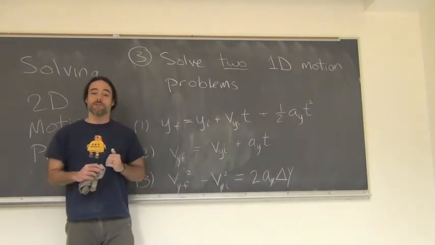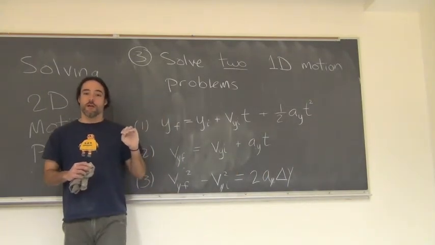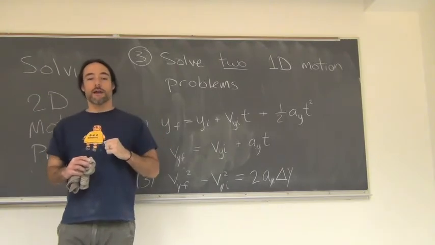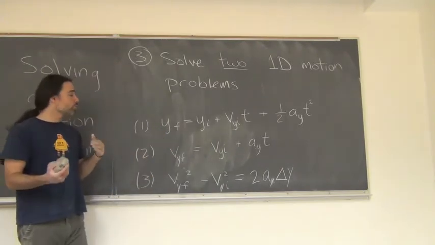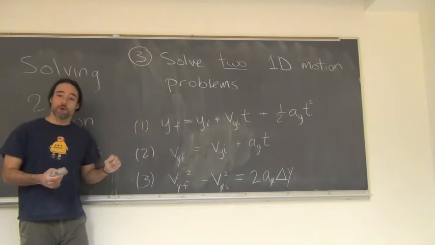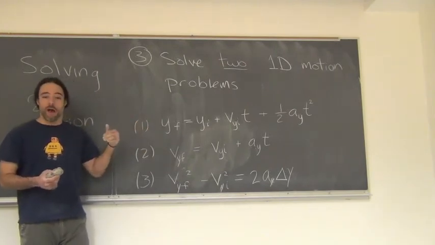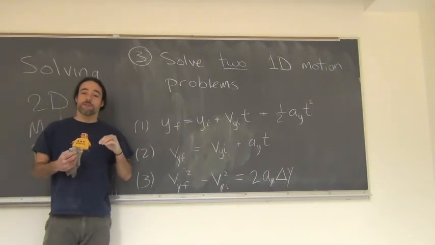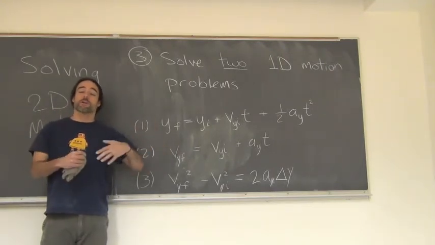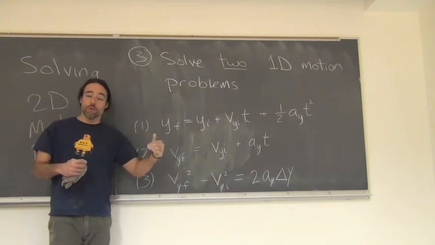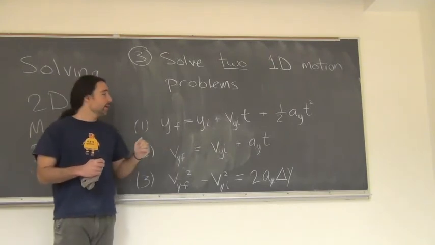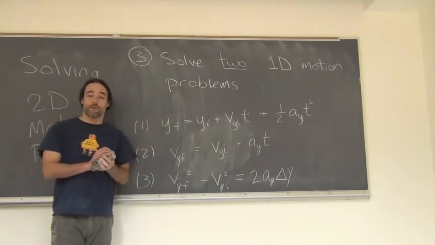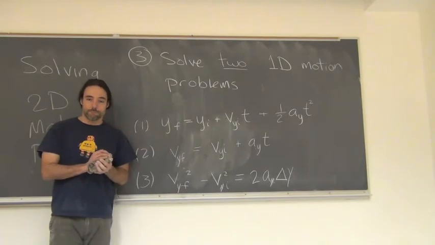So I have three equations for both the x direction and the y direction. But there's no real new information. They're exactly the same equations. I've just replaced the x's with y's. And I'm going to solve these problems instead of as one big two-dimensional problem. We're going to break it into solving two one-dimensional motion problems, since we already know how to solve one-dimensional motion problems.